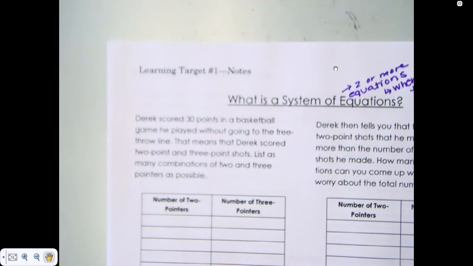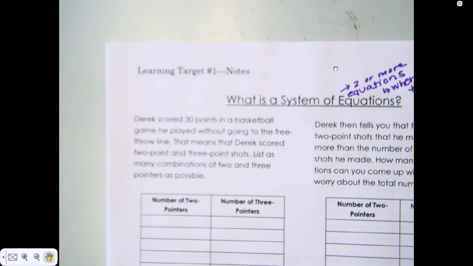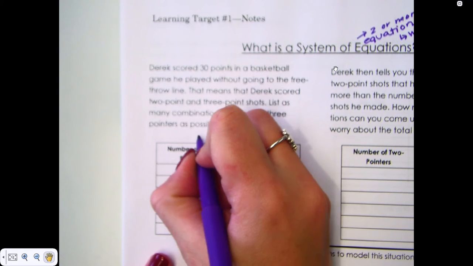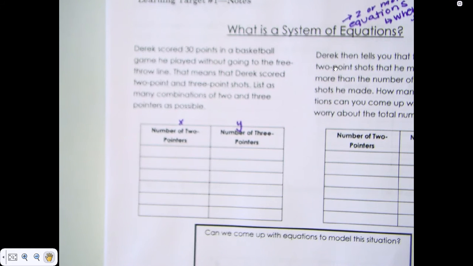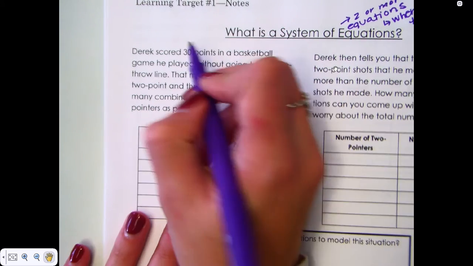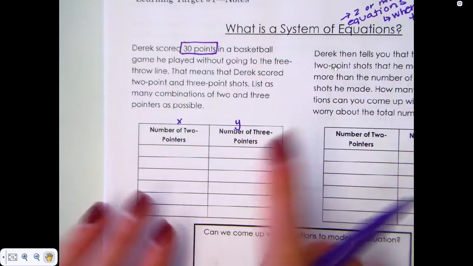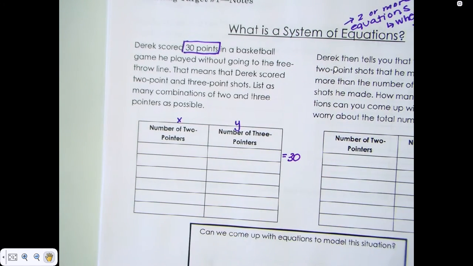Okay, so Derek scored 30 points in a basketball game. He played without going to the free throw line. That means that Derek scored points in 2-point and 3-point shots only. List as many combinations of 2 and 3-pointers as possible. Okay, so I'm going to say that my number of 2-pointers is X and my number of 3-pointers is Y, just for the sake of the setup and the problem, and so we can be consistent in the next table. So if I know that he scored 30 points total, this combination has to give me 30 points.